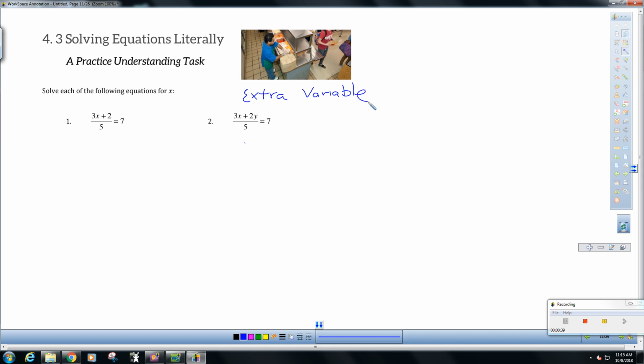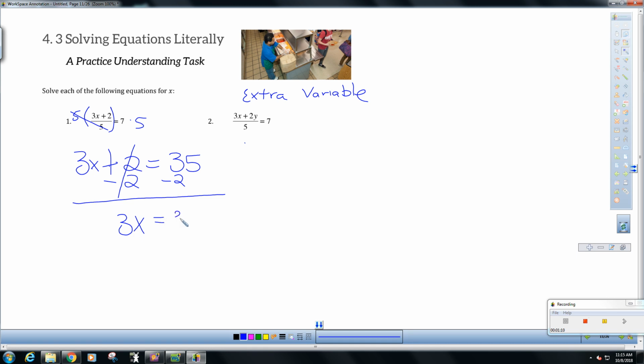Okay? So, I'm not a big fan of fractions, so I'm going to multiply that by 5. I have to multiply both sides by 5. That gives me 3x plus 2 equals 35. Okay? Subtract 2. The 2's are gone. You get 3x is 33. Divide each side by 3 to get that x. 3 times 11 is 33, so x must be 11.